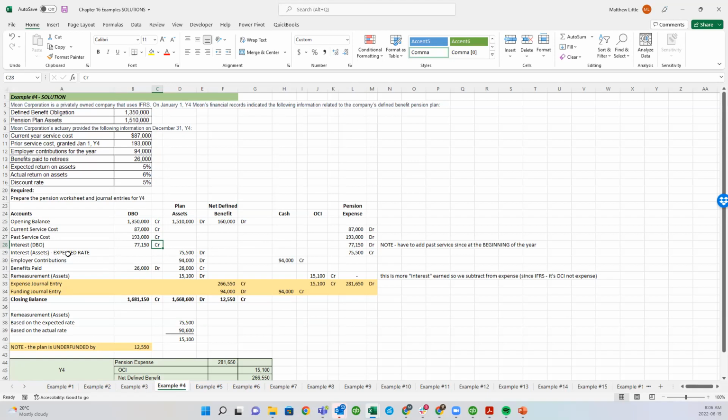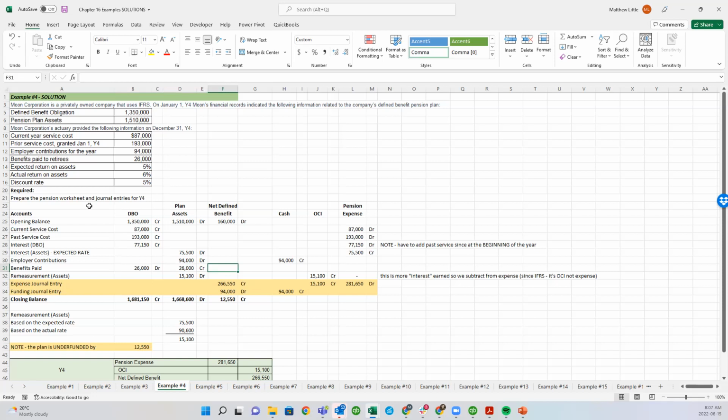Moving down, we have an expected interest on our assets, which we're told is 5%. So we take 5% of our opening plan assets, debit, and that becomes a credit to our pension expense. Looking at our employee contributions, we're told we're $94,000. So that's an add or a debit to our plan assets, and it's a reduction to our cash. Then we have benefits paid in the year, $26,000. So we will reduce our obligation debit, and we'll reduce our plan assets credit, $26,000.